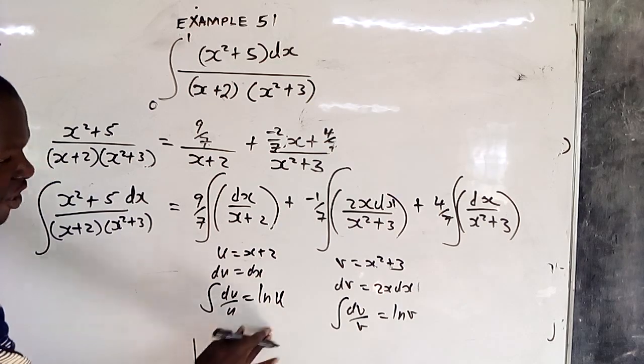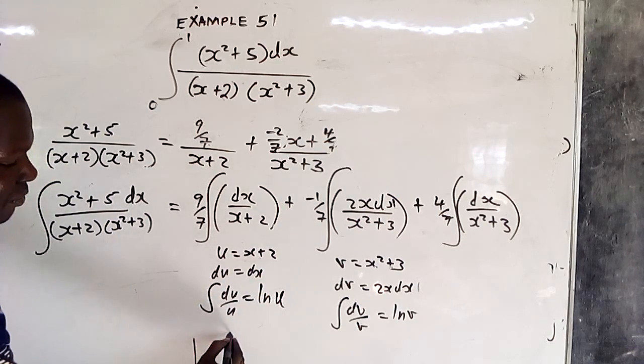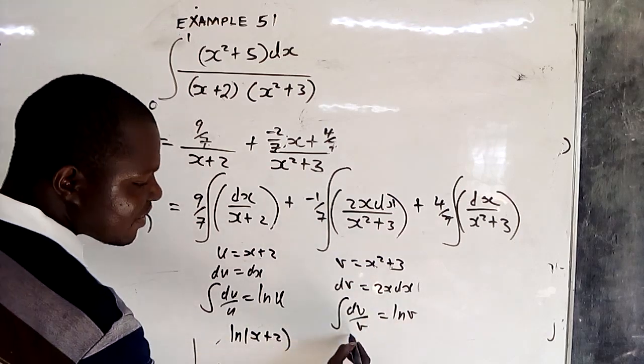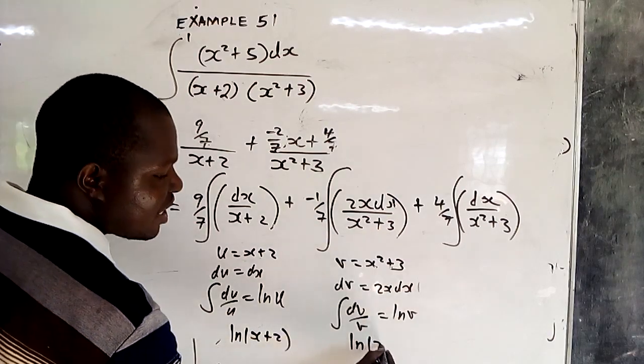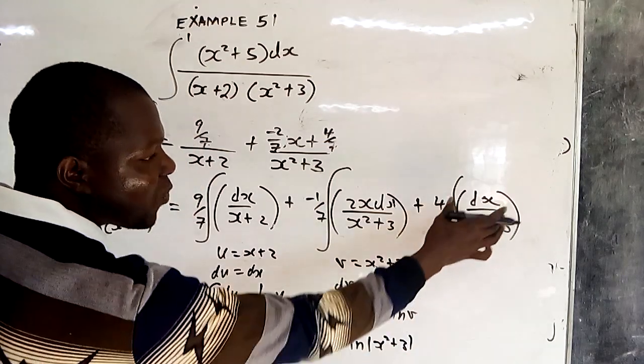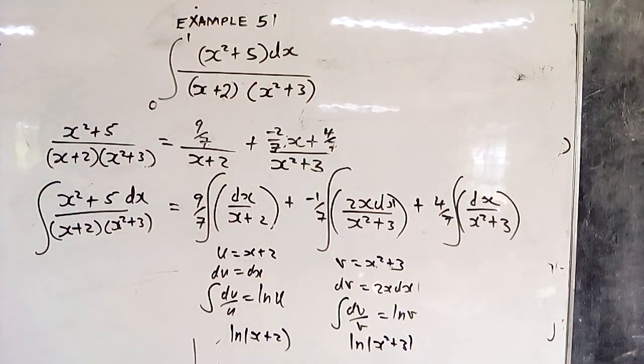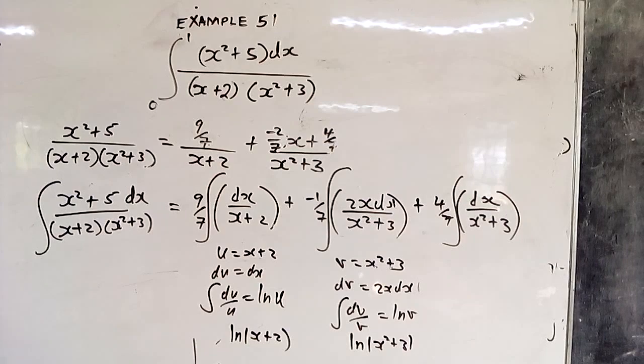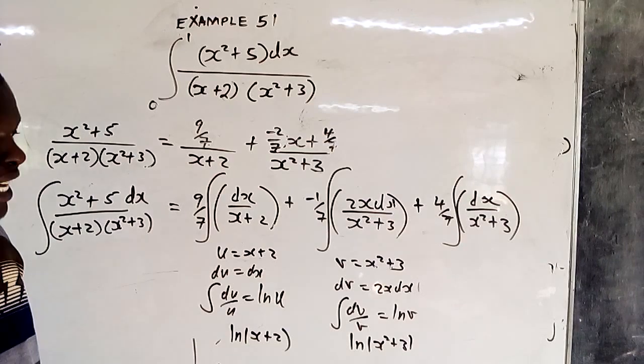So here, the answer is ln of u, and your u is x plus 2. The answer here is ln of v, and your v is x squared plus 3. What about that one? Tan inverse, isn't it? You simply take 3 outside. If you take 3 outside, you get tan inverse.